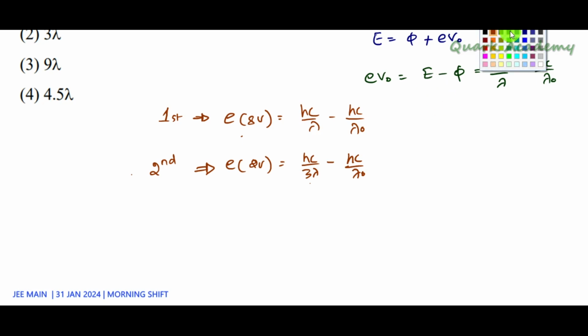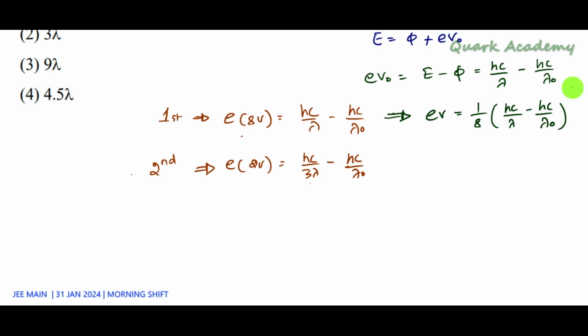Since we need to find lambda 0, we'll try to rearrange this equation and figure it out. So from this, I just want to write electron volt on the left side. It is going to be 1 by 8 into hc by lambda minus hc by lambda 0. Let it be equation 1. And similarly, I want to write electron volt here, which will be 1 by 2 into hc by 3 lambda minus hc by lambda 0. If you look at the two equations, the left side is same, which means the right side should also be same.